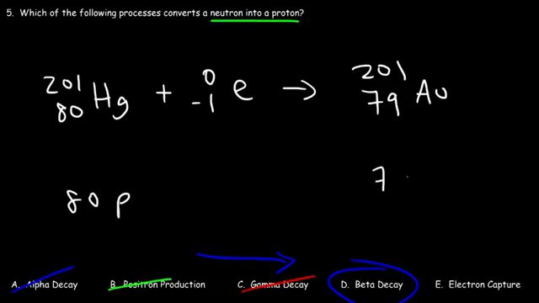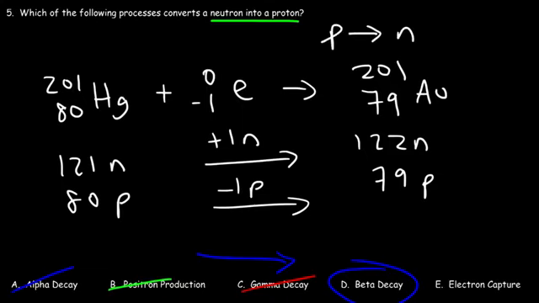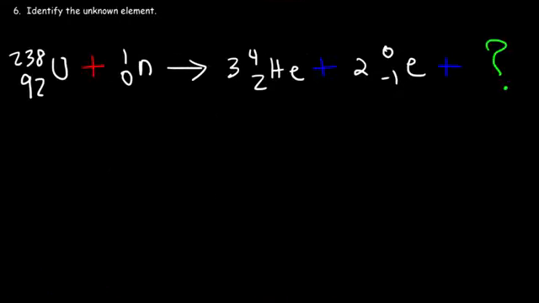Mercury has 80 protons, gold has 79 protons. And mercury has 121 neutrons, and gold has 122 neutrons. And so we can see that the number of protons decreased by 1, the number of neutrons increased by 1. So in this example, a proton was converted into a neutron. And so we can eliminate electron capture. So D is the answer. Beta decay converts a neutron into a proton.